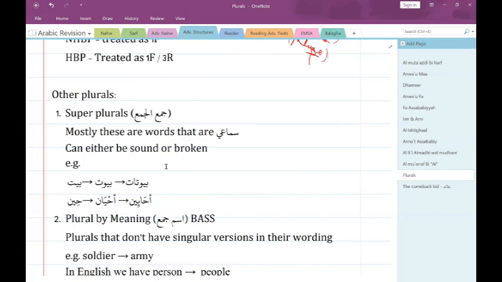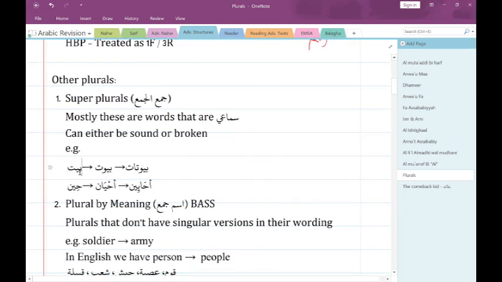And these super plurals can either be sound or they can be broken. So remember the two main categories, they're either sound or broken. But then you have these other kinds of plurals that basically exist, and they can either be sound or broken. Let's look at an example. For example, if somebody said bait. Bait is a house, single, one house. The plural for that is buyut.